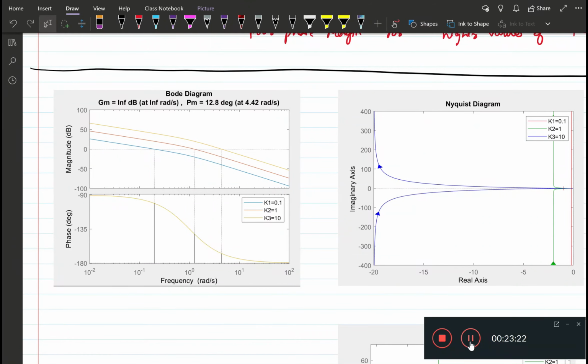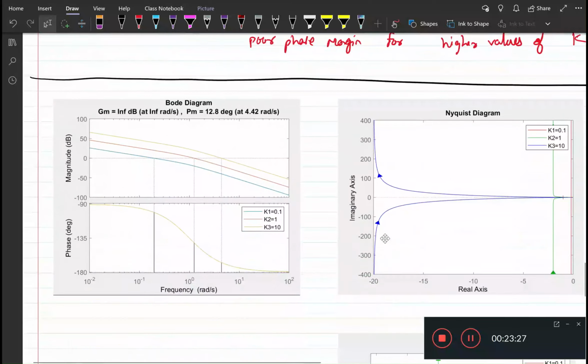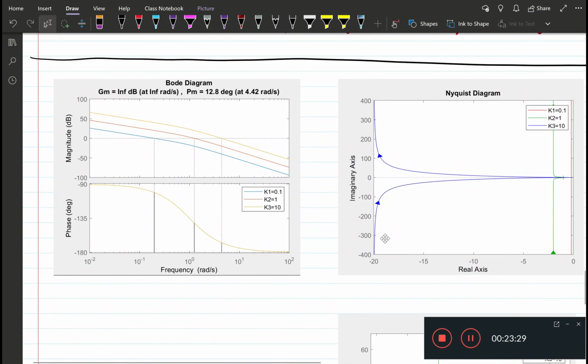So here I've plotted the hand-drawn sketches. Now I've plotted the Bode plots and the Nyquist diagram for the three different values of k. As we just discussed, we just have translated up and down versions of the magnitude plot. The phase plot remains the same, and we have these dark lines as phase margins here, here, and here.